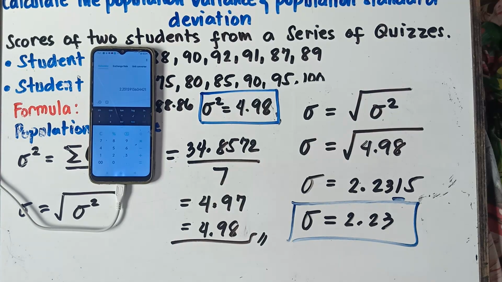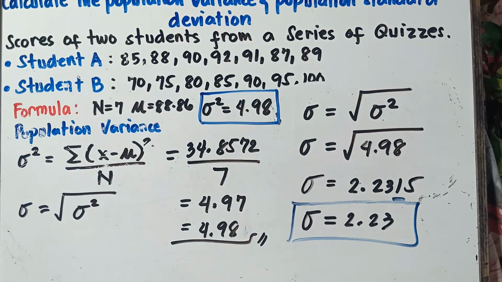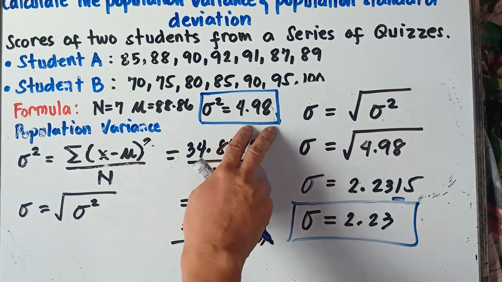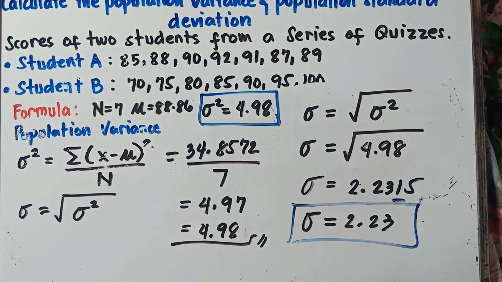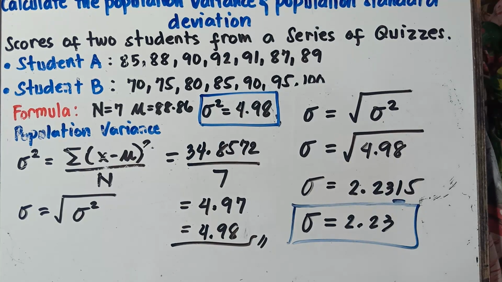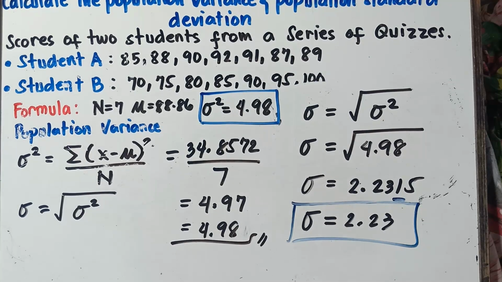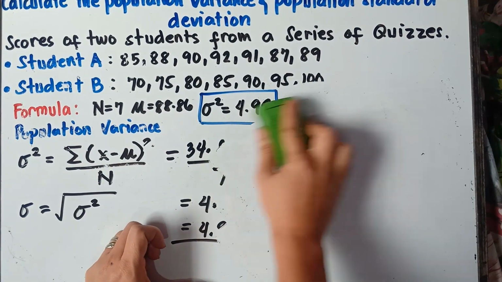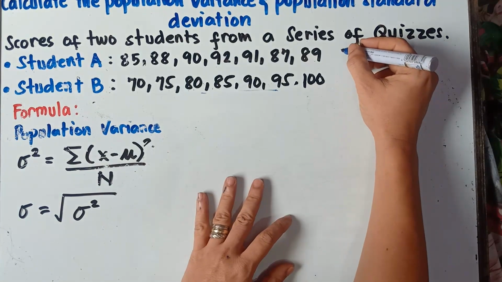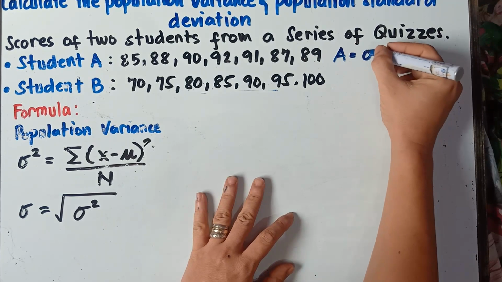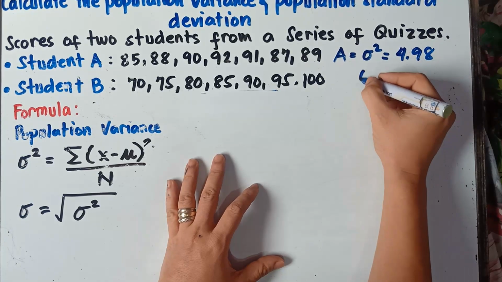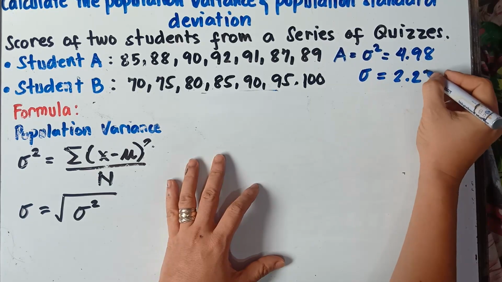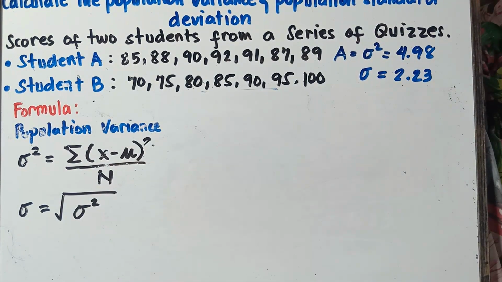All set, class, for student A. The population variance would be 4.98, and the population standard deviation would be 2.23. So let's proceed now to student B, because we don't have enough time, class. Once again, our answer for student A: the population variance is 4.98, and the population standard deviation is 2.23. We're all set for student A. So let's have student B.